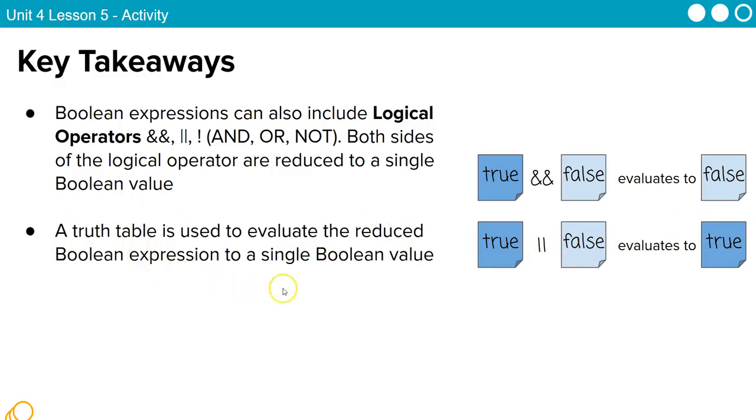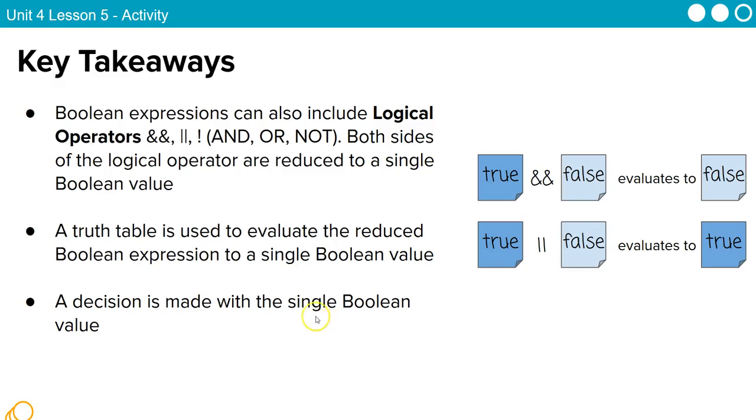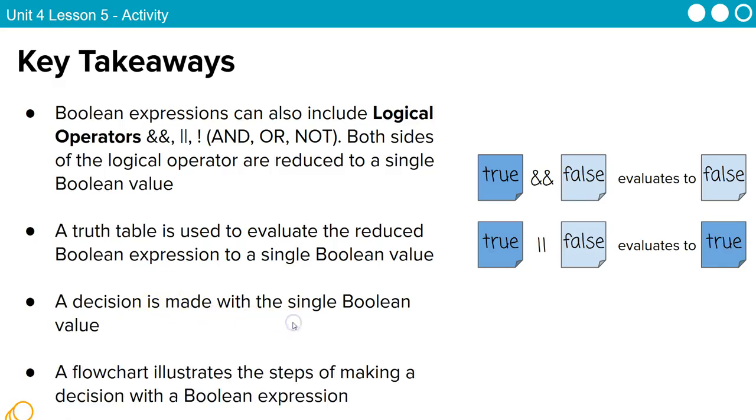Don't forget those truth tables. You need to write them down. Go back in this video, put your notes down for that so that you remember those truth tables. You can refer to them as you're going through this and building your own apps. And then remember a decision's made with a single Boolean value, right? So we got to get down to one Boolean value so that we can evaluate that expression. And then don't forget those flowcharts. That's going to illustrate the steps in making the decision.